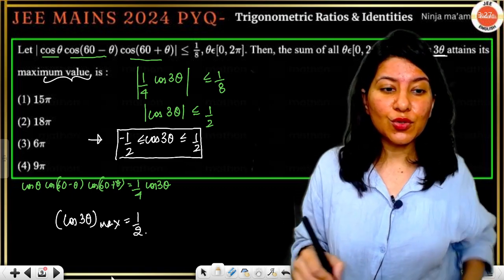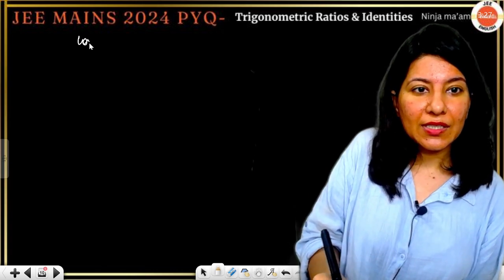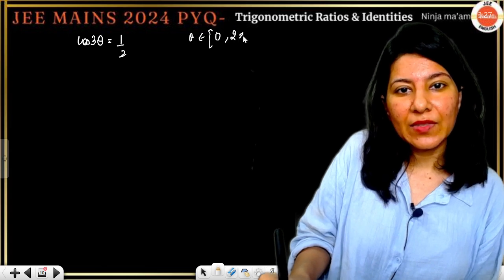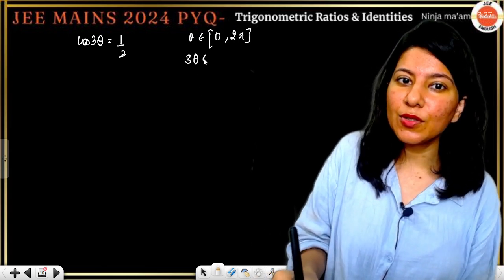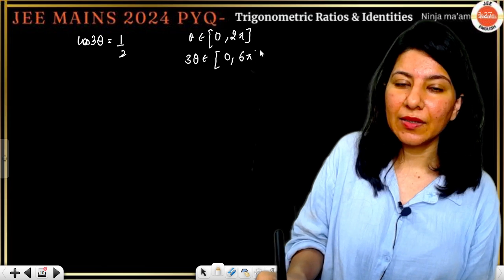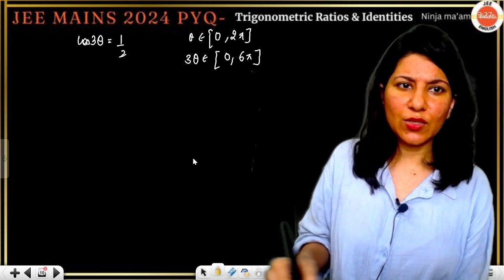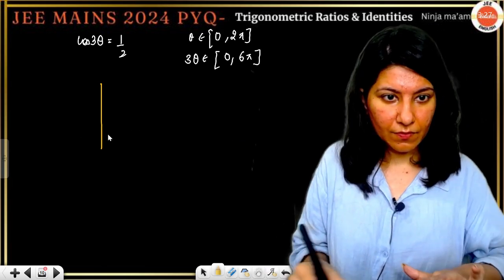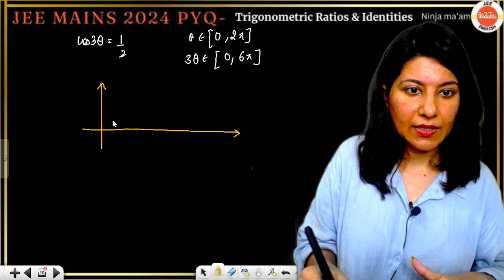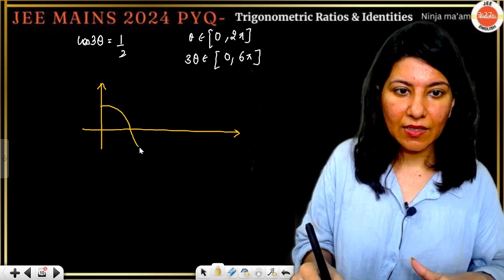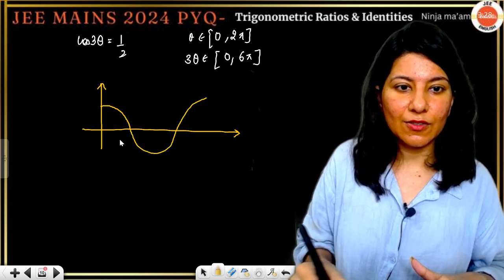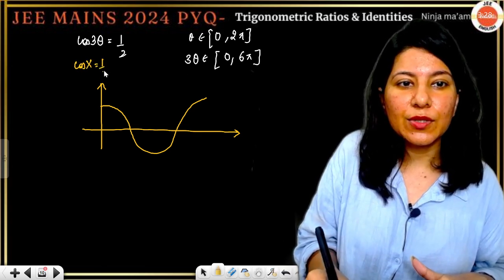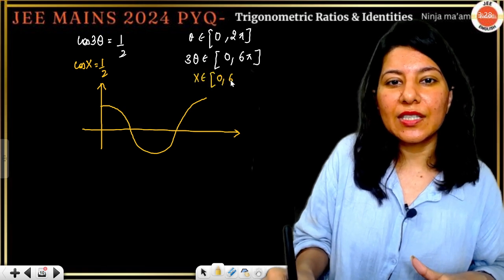You know the general solution. Do you know the general solution of this? So cos 3 theta is equal to half, theta belongs to 0 to 2 pi. Let's do one thing. 3 theta belongs to 0 to 6 pi. There are two ways to go about it. Graphically also you can do. So this is like this, and like this. So this is 3 theta, 0 to 6 pi. Let's take cos x is equal to half, x belongs to 0 to 6 pi.